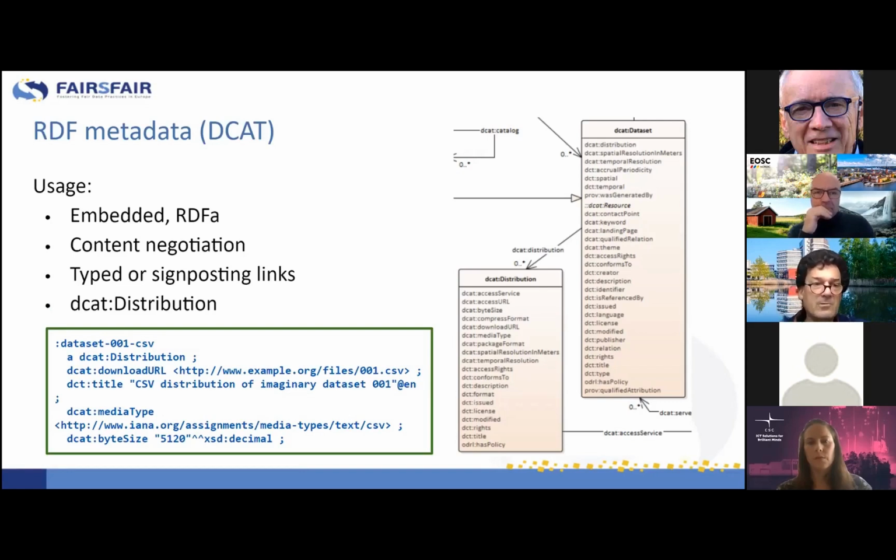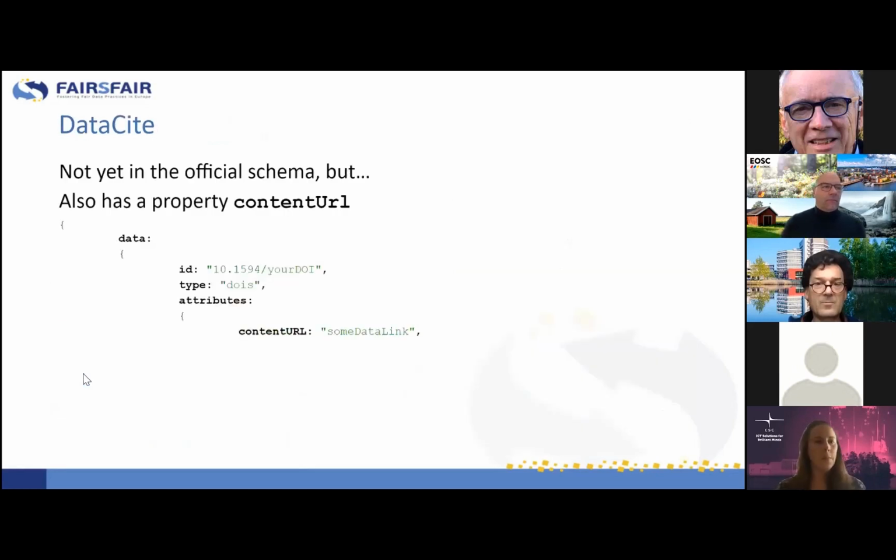And in practice, it looks like this. It is using the DCAT distribution property and also indicating a download URL here using the DCAT download URL distribution. More information can be found in the DCAT documentation on the web. So this is a standard which is well supported.